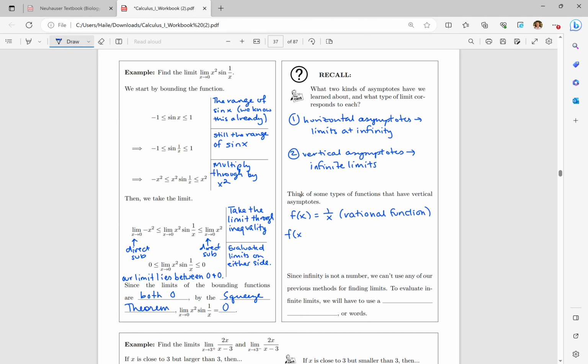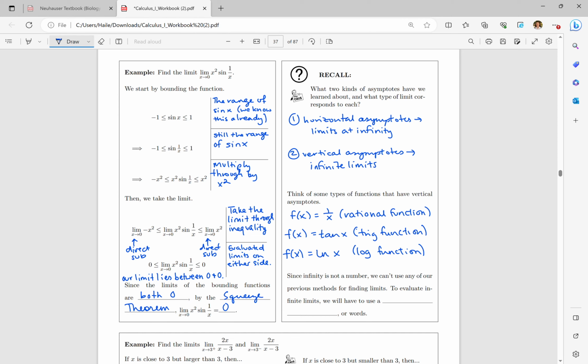We also have f of x is equal to tangent of x, and so that's an example of a trig function. And another very common example that you should be aware of is the natural log of x, and that's a type of log function. Okay, so once again, those three examples show up all the time, so it's great to know that those three have vertical asymptotes, and it's great to know what those asymptotes are.